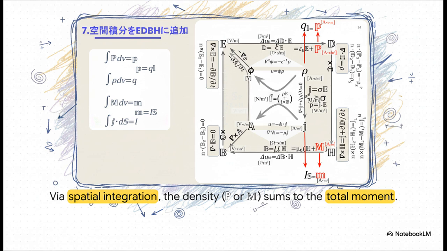So when you integrate the polarization density, capital P, that's the micro property, over a volume, you get the total electric dipole moment, lowercase p, for the whole object, the macro property. And the exact same logic holds for magnetism.